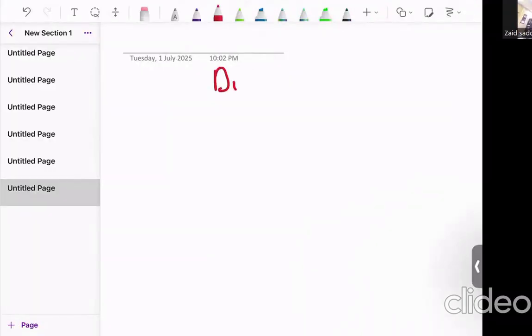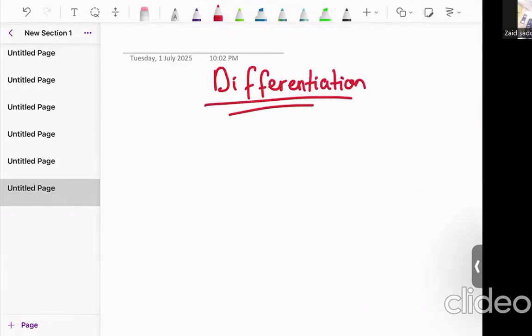The topic is differentiation. So why do we need to apply differentiation, and what are the basic concepts or objects in differentiation? The rule to find the differentiation is to find the gradient of the tangent on the curve.